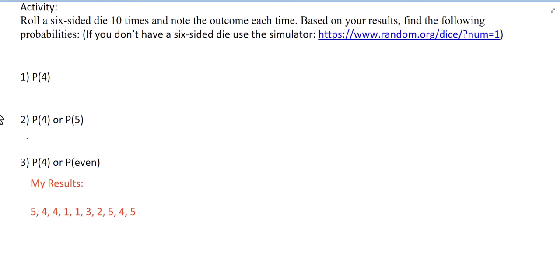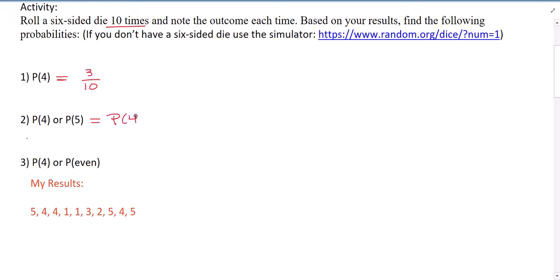So now I can answer these probability questions. The probability of getting a 4 for my sample space, this is my sample space. I got a 4 1, 2, 3 times. So the probability will be 3 out of 10. This is different than if you just roll a six-sided die, where the probability of getting a 4 would be 1 out of 6. But because we are changing the experiment, we are rolling a six-sided die 10 times, and those outcomes become our sample space.